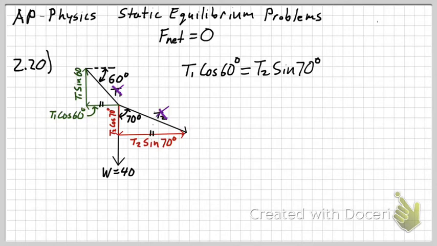Since I know I'm going to have to do a system of equations here, I'm going to go ahead and start a little bit of algebra right here. I like to solve by substitution. So I just do a little bit of algebra right here. I take sine of 70 divided by cosine of 60. And what this tells me is that the tension in T1 is almost double the tension in T2. And that's going to be helpful.